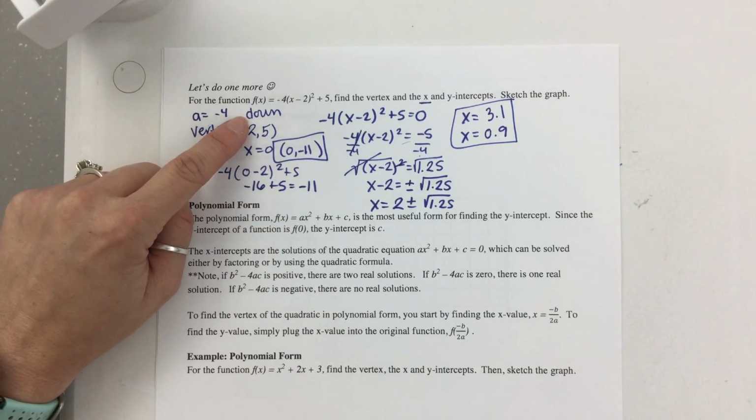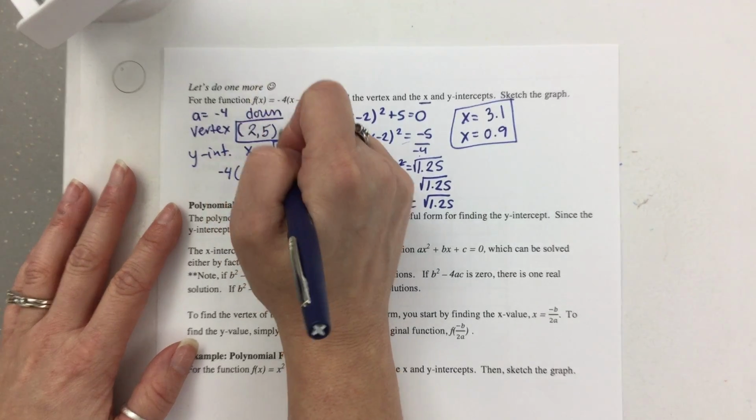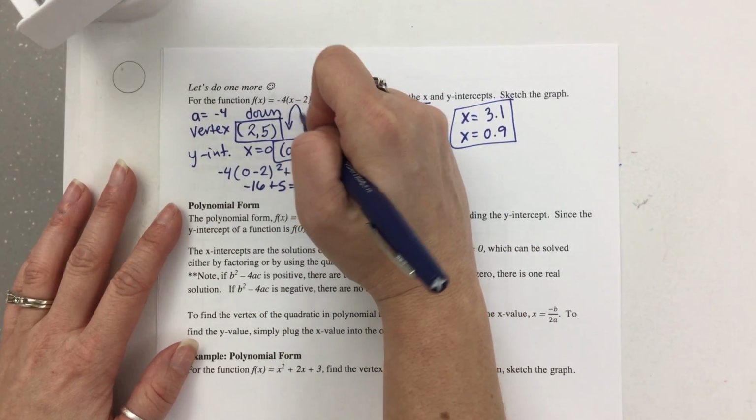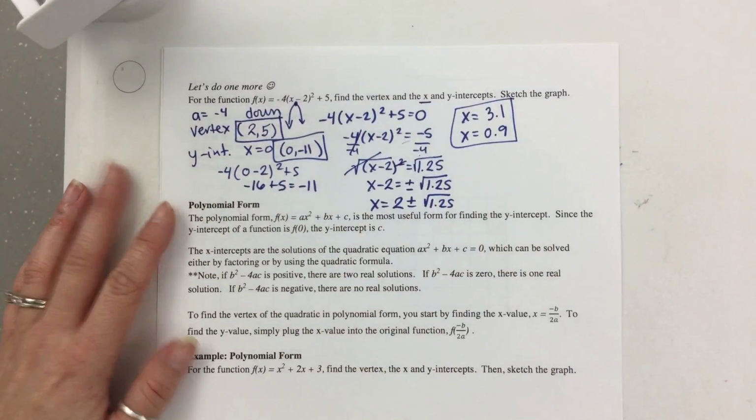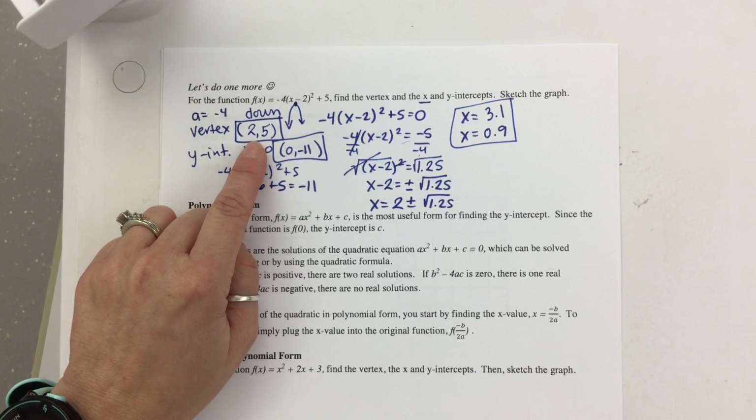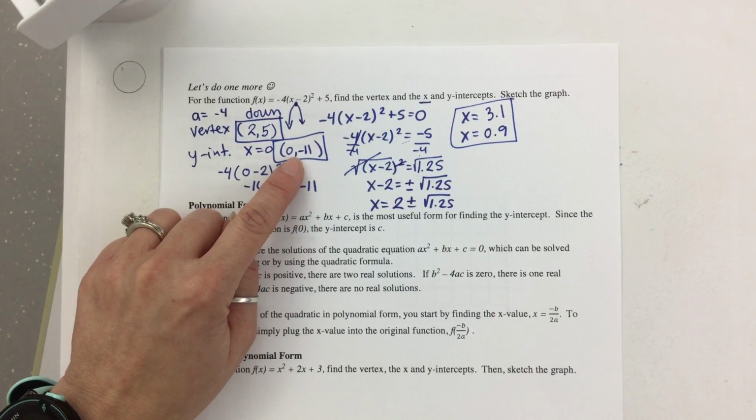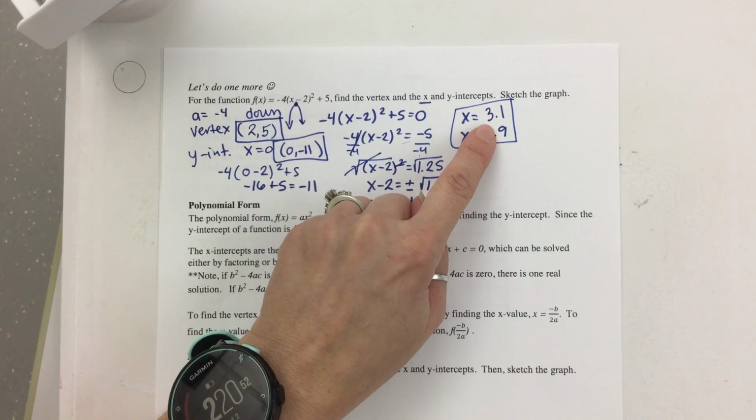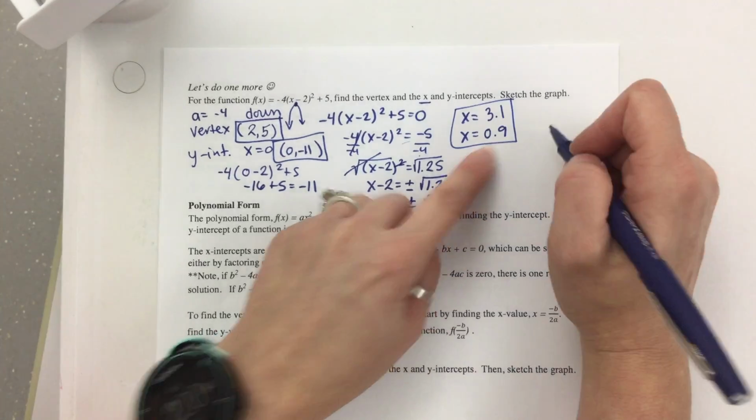So I know that the graph is opening downwards. I know that its highest point, because it's opening down, the vertex is a maximum. Its maximum point is located at 2, 5. It touches the y-axis 11 units down. It touches the x-axis 3.1 to the right and 0.9 to the right.